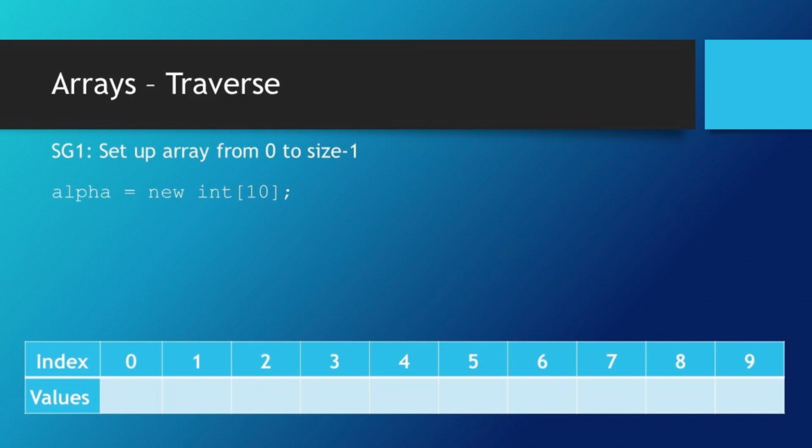For subgoal 1, we evaluate the data type of the statements against the array. We have the statement alpha equals new integer, open bracket, 10, close bracket. Alpha is declared as an array of integers. This statement allocates 10 slots for integers, 1 line for values, and 1 line for indices. Notice that the largest index is 9, size of 10 minus 1.